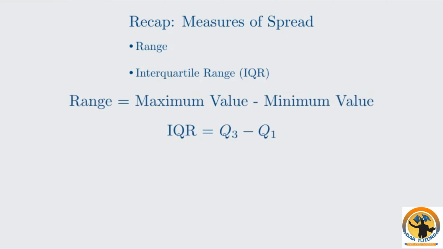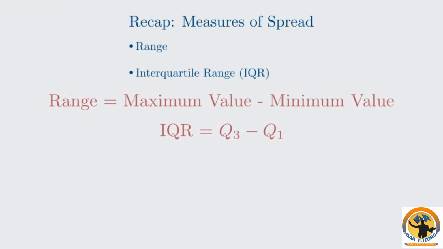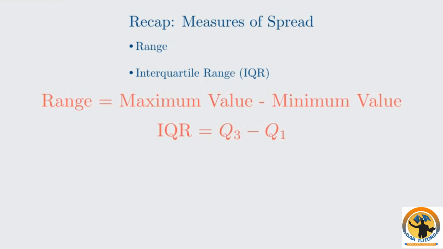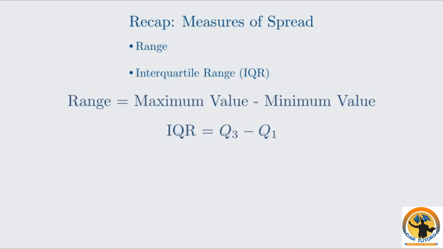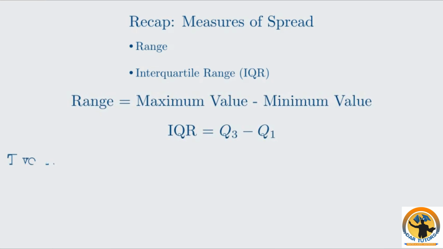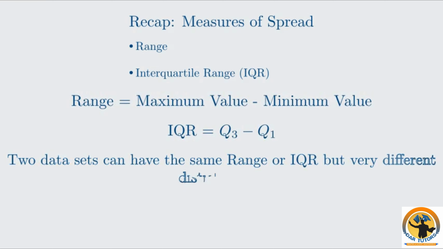However, the problem with both the range and the IQR is that they are calculated using only two data values. They do not take into account all the information in the dataset. This means that two very different datasets could have the same range or IQR, masking their true spread. To overcome this, we need a measure of spread that considers every single data value. This leads us to the variance and standard deviation.